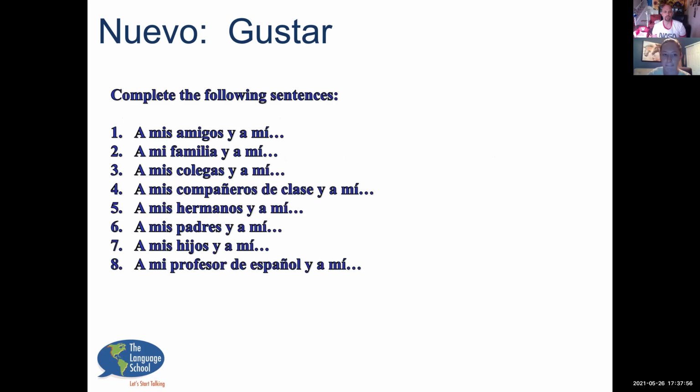Muy bien. Complete the following sentences with the verb gustar.